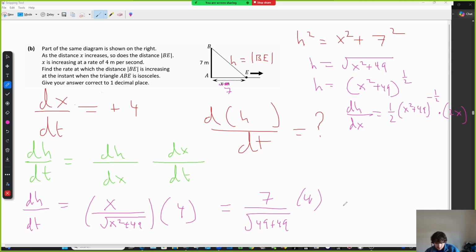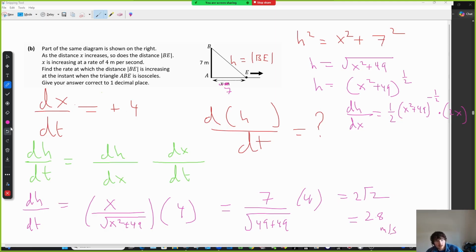So was it 7 by 4 on top and square root of 49 plus 49. So that works out as, once I write it as 2 root 2 first, because that's what it comes out as. But then they want it to one decimal place, so 2.8. And the units of that: h is a distance, it's in meters, t is in seconds, so you'd have to write meters per second, okay?